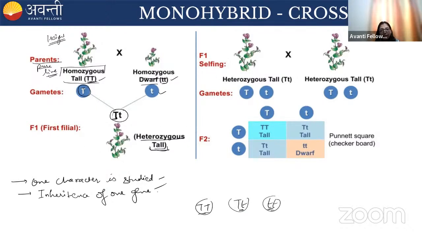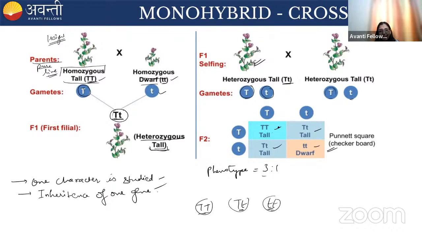When we do the selfing of the F1, the selfing is taking place. We self the heterozygous tall with the heterozygous tall, and each produces two gametes. 50% of the gametes carry capital T and 50% carry small t. Here also 50% carry capital T and 50% carry small t. When we carried out the cross, we obtained one homozygous dominant, two heterozygous tall, and one homozygous recessive or dwarf.